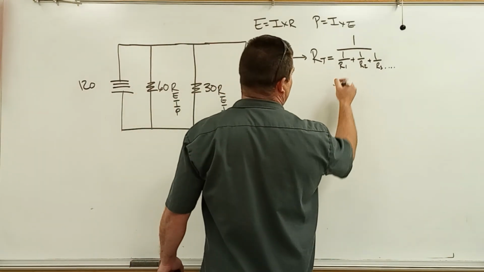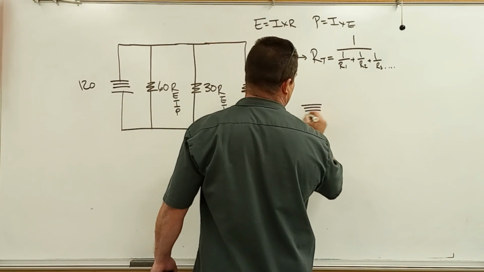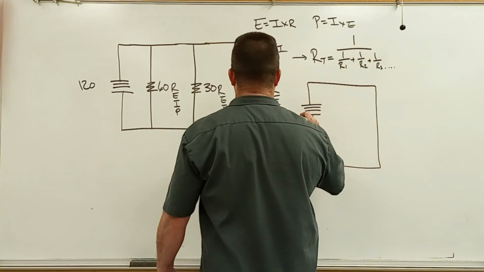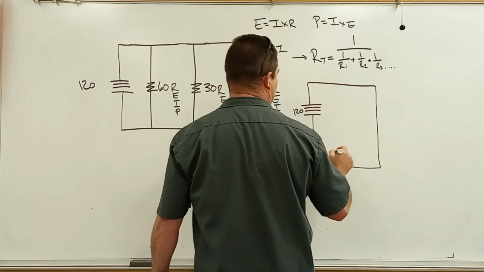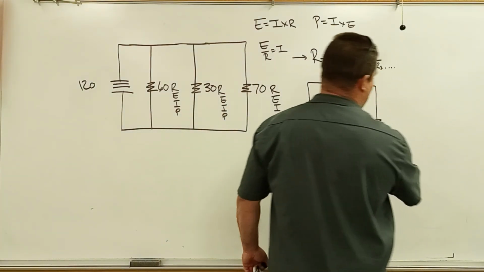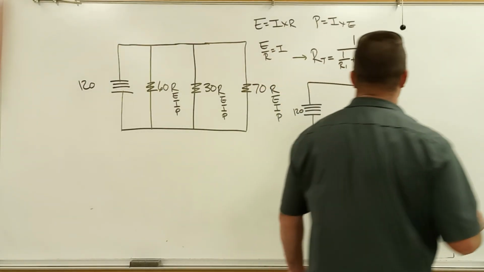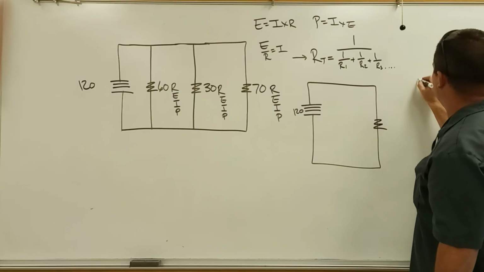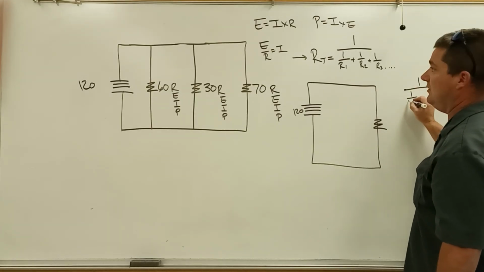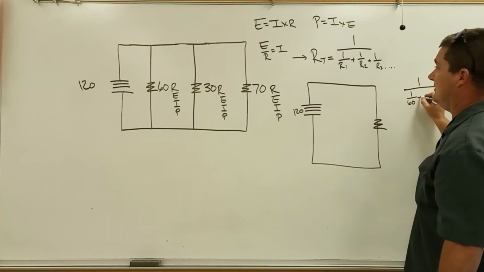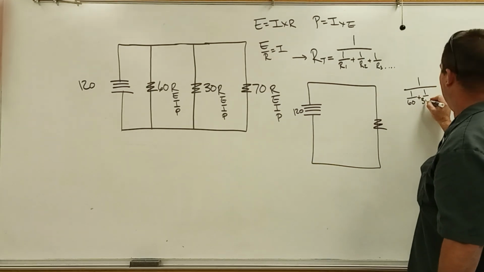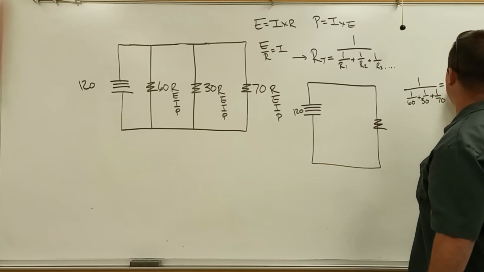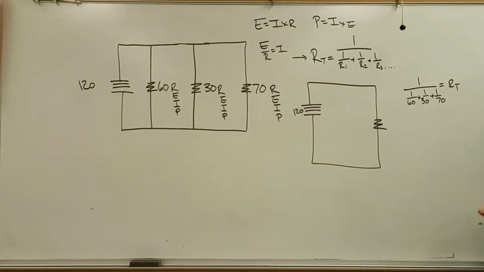So to simplify it, we have to do this formula first. Start by redrawing my circuit. It has 120 volts supplied to it. And I know I'm only going to have one resistor because I'm simplifying it. I'm going to do this formula right here. So 1 over 60 plus 1 over 30 plus 1 over 70 equals my RT.